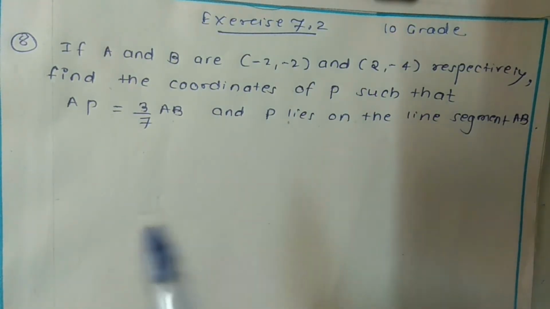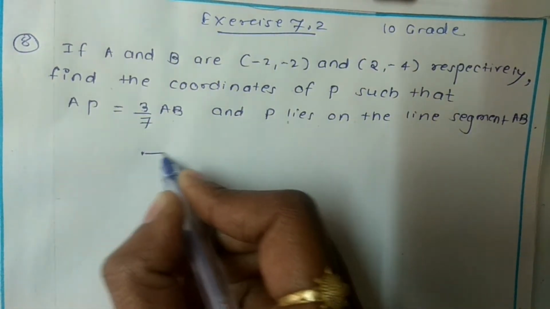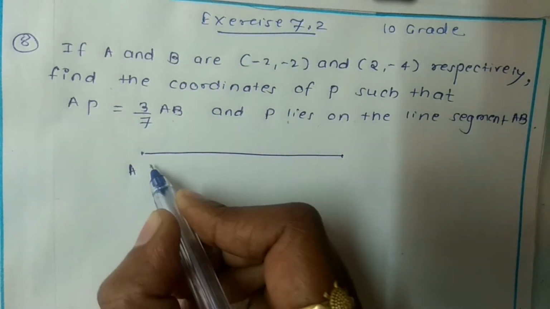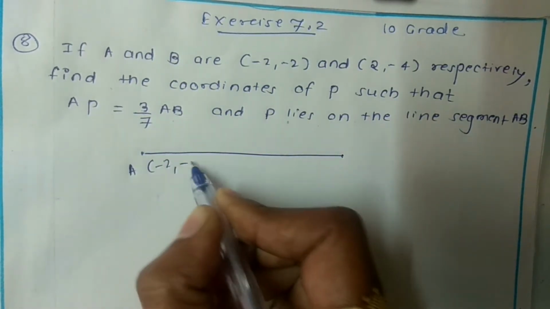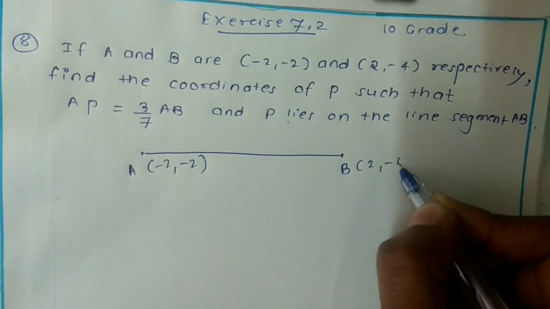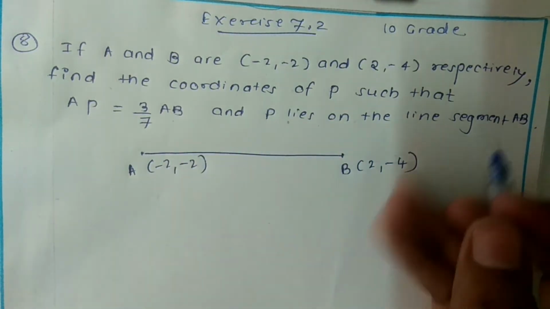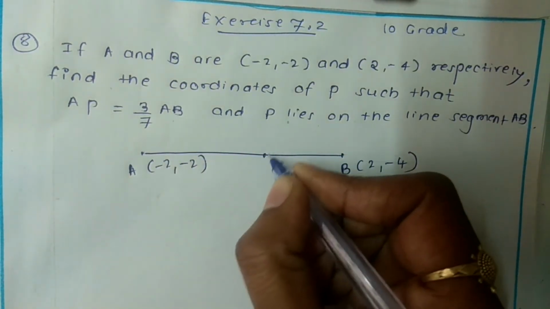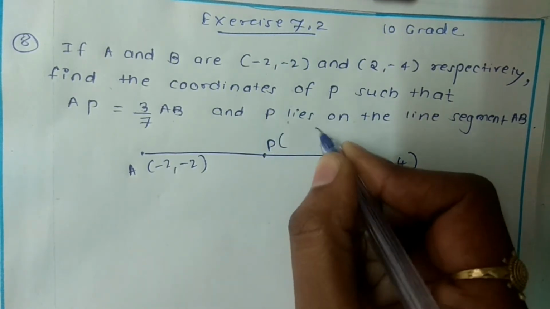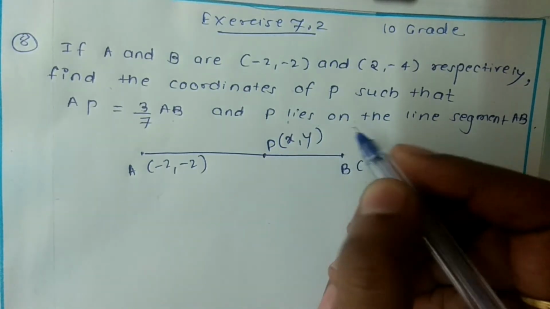So let us first draw the line segment AB, so that we will get a clear idea of what we have to find out. Let us take this as A, that is minus 2, and B as 2 and minus 4. This P lies on the line segment AB, but we don't know where it lies. Let us take it here, and it will also have an x coordinate and a y coordinate. So let us take x and y.